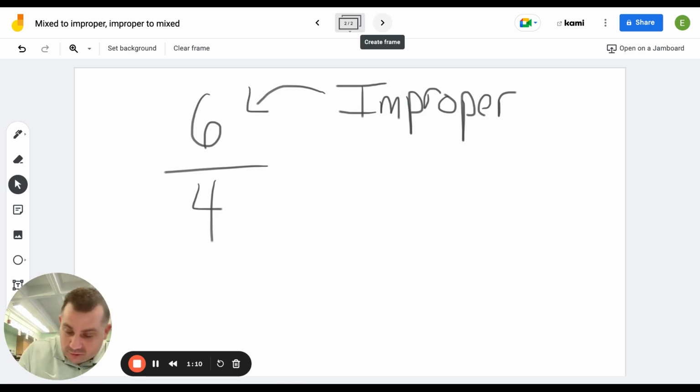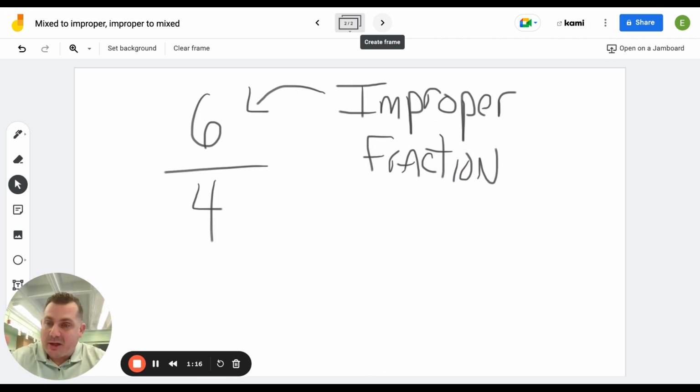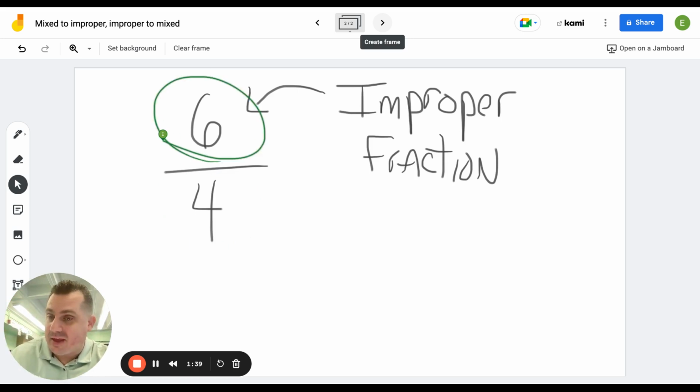Now, I want to turn my improper fraction into a mixed number. How can I turn that improper fraction into a mixed number? It's pretty simple. All you have to do is look at our denominator and say, there's four pieces in a whole. Four equal pieces make up one whole. I have six of those pieces. How many wholes can I take out of the six pieces that I have? If there's four pieces in a whole, how many times can four go into six without going over? Four can go into six one time.